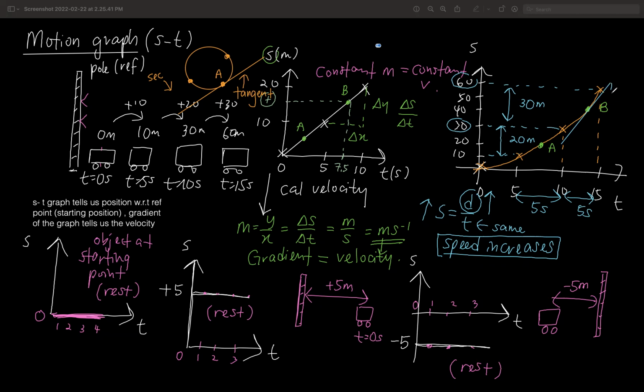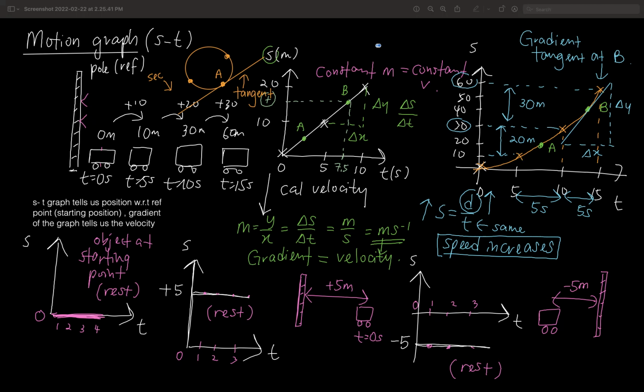So after you draw the tangent, we would find the gradient of the tangent. Change in y, change in x. This is delta. Delta means change, the difference in the y divided by the difference in the x. We get the gradient of tangent at B. Okay, gradient of tangent at B. If I want to find the speed at point A, then I do the same for point A.